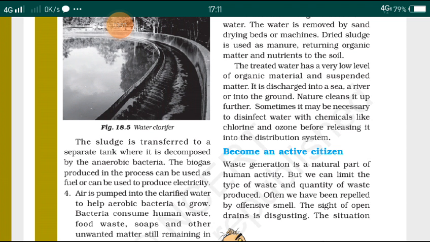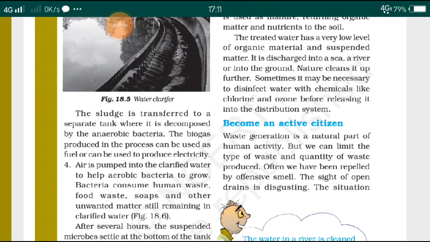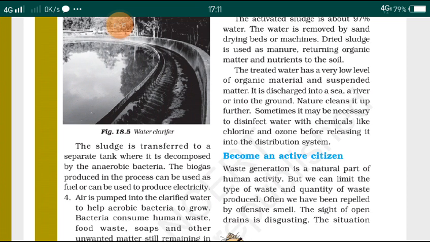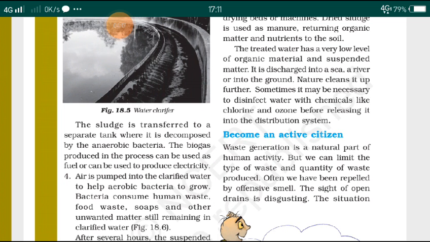Sometimes it may be necessary to disinfect water with chemicals like chlorine and ozone before releasing it into the distribution systems. So the purified water, before distribution, has chemicals like chlorine or ozone added to it.